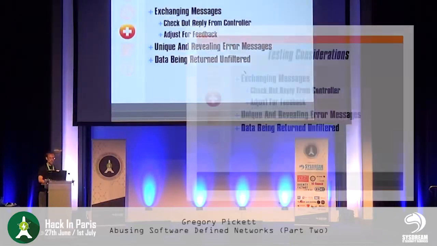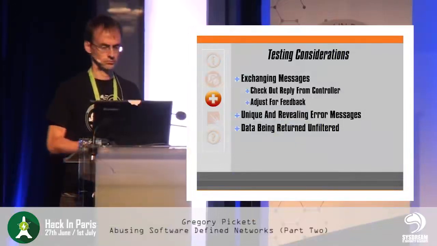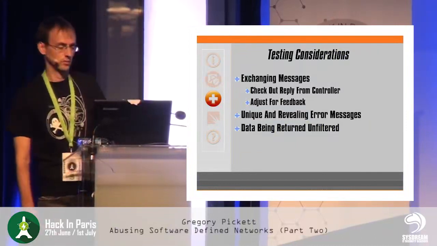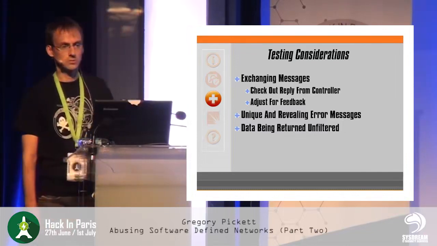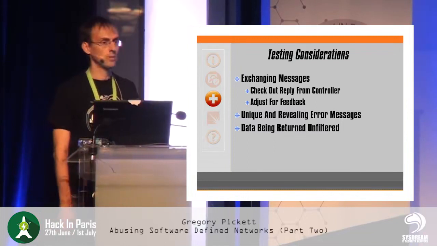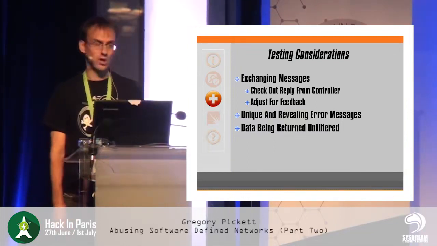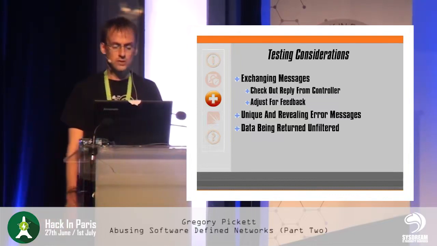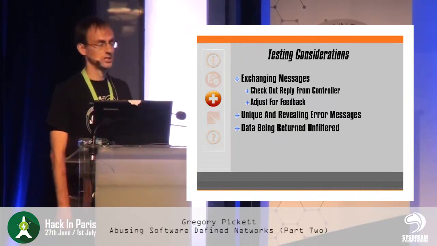Okay. All right, so testing considerations. Exchanging messages. Check out those replies from the controller. All right, they're very informative. Adjust for the feedback that you're seeing. It's going to happen a lot initially when you start developing your own templates because there's going to be minimum requirements. There's going to be different data points that the controller is going to require, and you want to make sure that they're included when you build a template. Look for unique and revealing error messages. Data being returned unfiltered, like we saw with the HP controller.